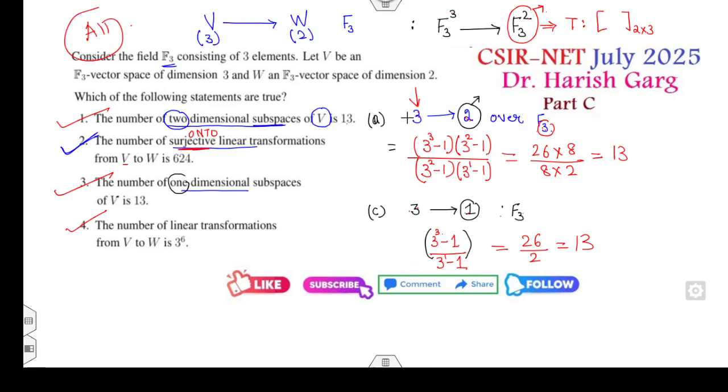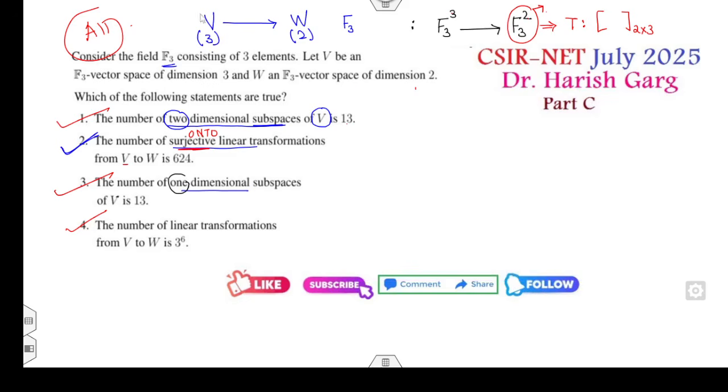And let me tell you one more thing. Suppose you have a vector space V having dimension 4, and your target is to find the two-dimensional subspaces over the field F5.